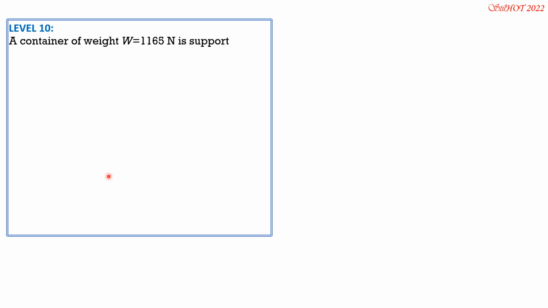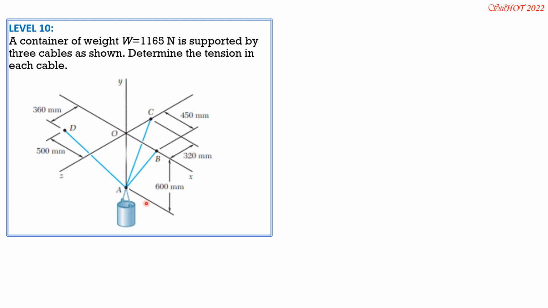Level 10, a container of weight W 1165 newtons is supported by 3 cables as shown. Determine the tension in each cable. Here is the given figure. So as usual, we express each cable tension into vector form. Beginning with tension AB, take note the weight here is along Y, so negative 1165.